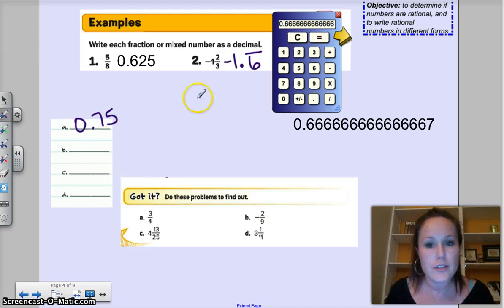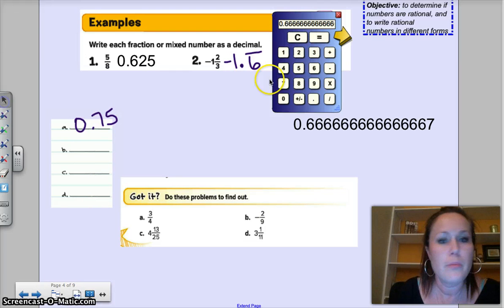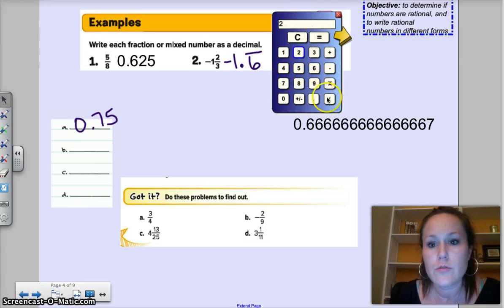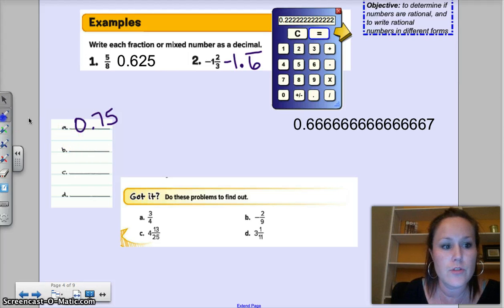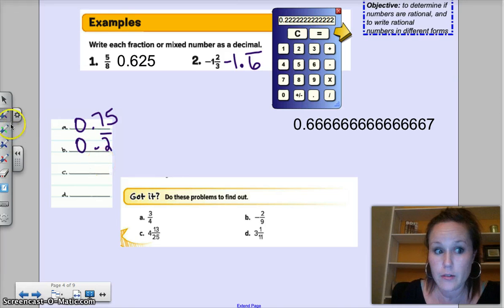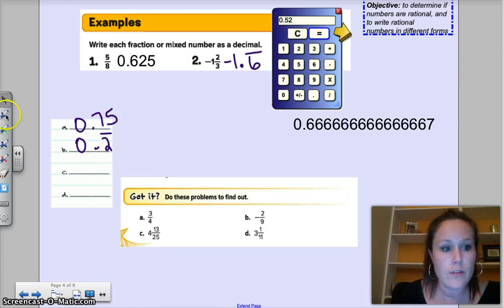B, I'll get my trusty calculator. Well, I can just do it right here. B should be, let's see, 2 divided by 9 equals 0.2. So this one you should have 0.2 with a line over it. Number C should be, I'm going to do 4, and then 13 divided by 25, 0.52. So I should have 4.52. Again, nothing's repeating there.